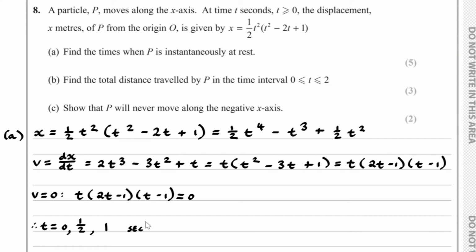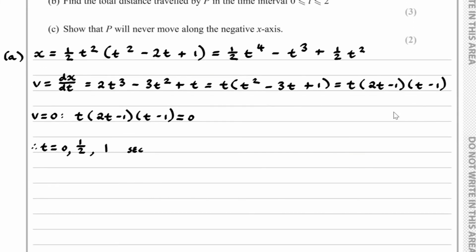second. Then for part B, we have to find the total distance travelled by P in the time interval 0 to 2. Well, what we'll do is we'll take a look at these critical values and see what's happening. When t is equal to 0, x is equal to 1/2 multiplied by 0 squared multiplied by (0 squared minus 2 times 0 plus 1). It turns out we get 0.